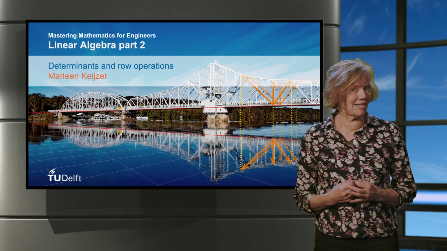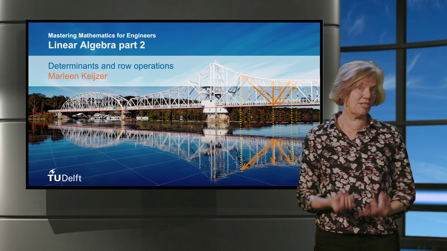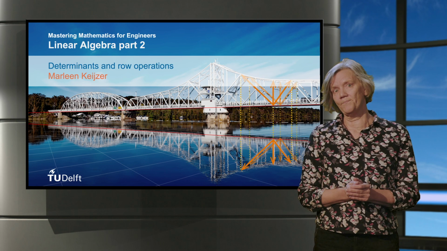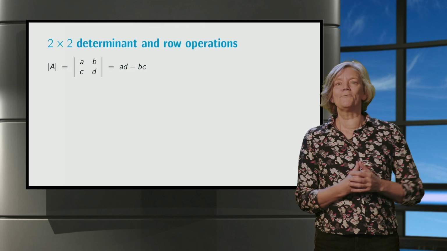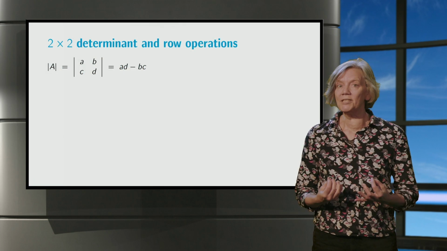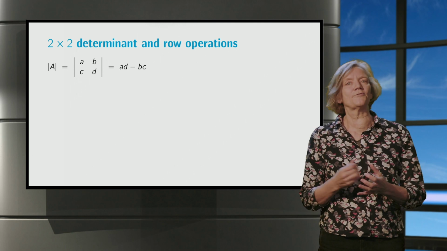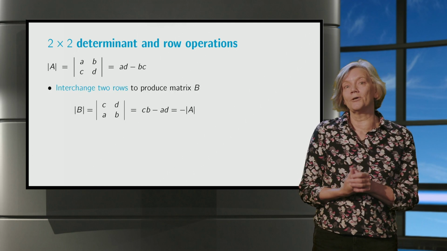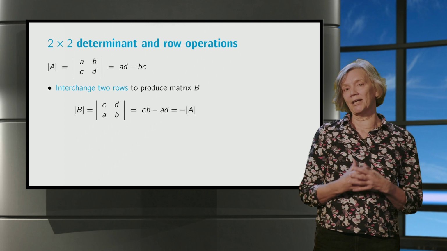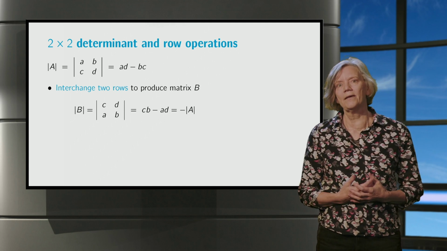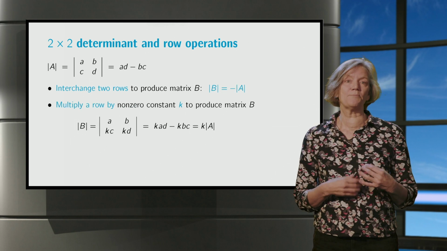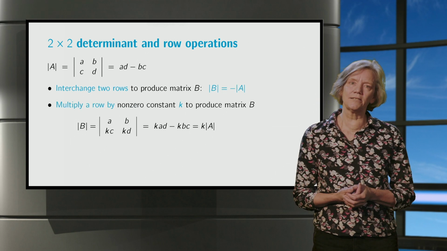Let me first stress that some of the row operations change the value of the determinant, so you have to be very careful. We start with a 2 by 2 determinant. What happens when we apply one of the three row operations? If you interchange the two rows, the determinant gains a minus sign. If you multiply one of the rows by a constant k, the determinant is multiplied by that same constant.